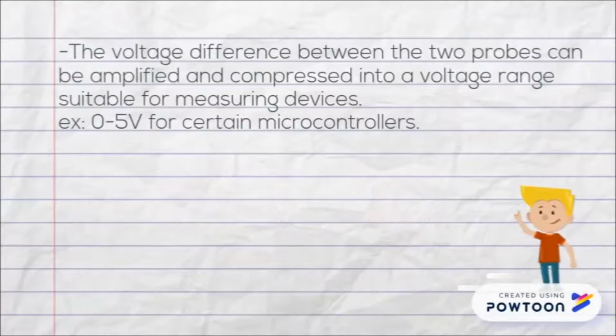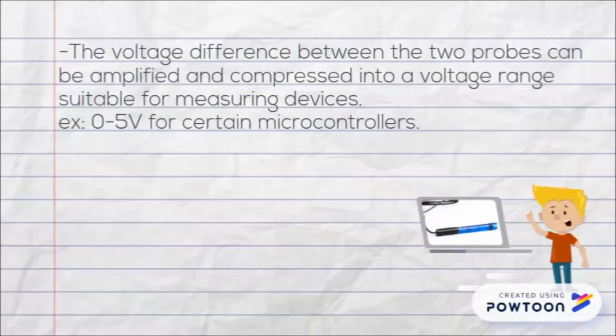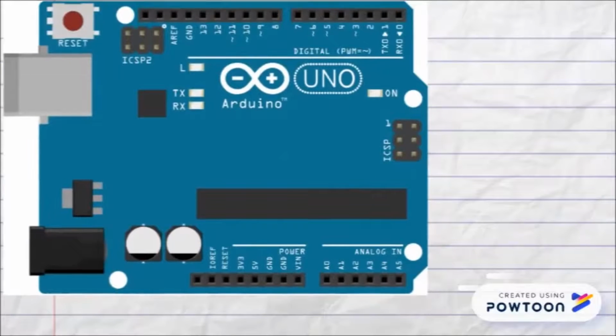The voltage difference between the two probes can be amplified and compressed into a voltage range suitable for measuring devices, for example 0 to 5 volts for certain microcontrollers. A microcontroller is a computer in a single integrated circuit. It can be programmed to do a series of commands repeatedly.